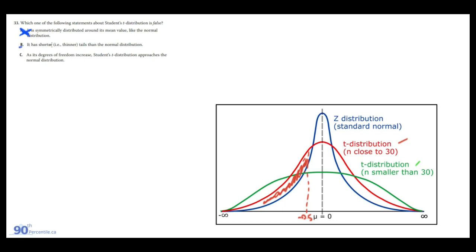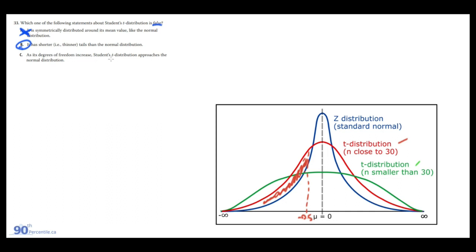So this is actually incorrect, and we're looking for what's false. So B is the answer. Got to be careful when they're asking you to find something that's true or false. And then for C, we know this isn't the answer, but we can look at it.